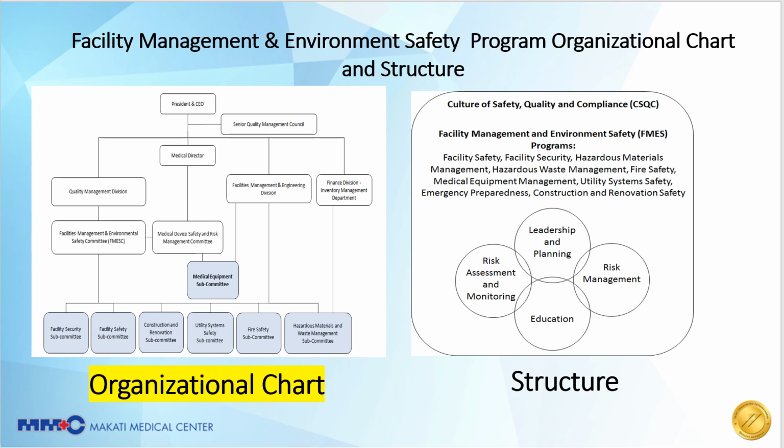The FMES Safety Program organization chart in the left figure shows a significant connection of the leadership, divisions, and all FMES committees of Makati Medical Center, who ensure that these programs are implemented within the hospital. As we see also in the structure from the right figure, the connection of each program from our leadership, plans, risk assessment and monitoring, risk management, and education is cascaded to all, and is required in every FMES program. The Emergency Preparedness Committee is an independent committee headed by the Emergency Preparedness Officer. The hospital units ensure the implementation of the Emergency Preparedness Program within their respective units and departments.